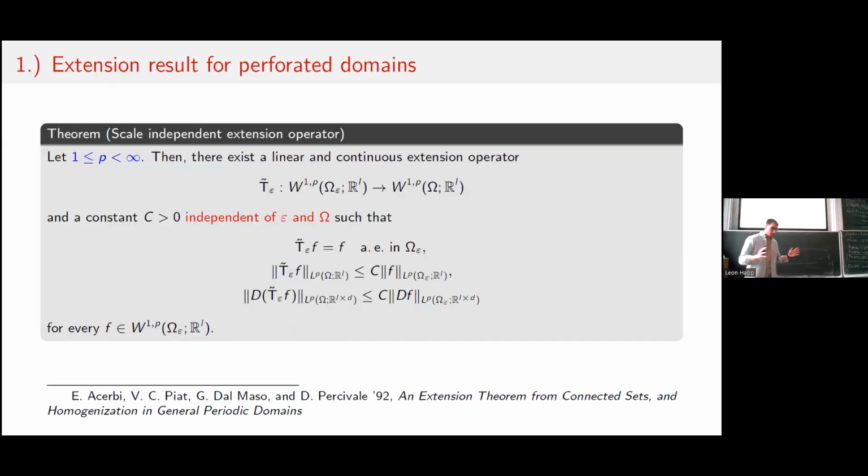What are the tools we use? Okay, so the first very important ingredient is this famous and prominent extension result by these authors I already mentioned from '92 actually, which is used all over the place in homogenization. So if you look up papers, sooner or later you will stumble across this, I guess.